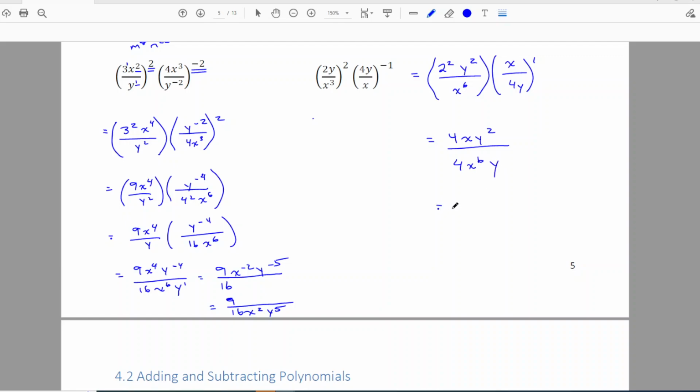I've got 4 divided by 4 is 1, so that's gone. And I don't need that line. So 4 divided by 4 is 1, and then if I do my quotient rule, 1 minus 6 is negative 5, 2 minus 1 is 1, and then I want to make that exponent positive, so I'm going to put the x to the 5 in the denominator.